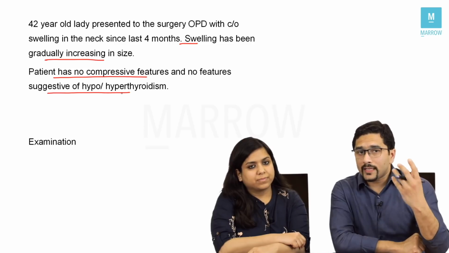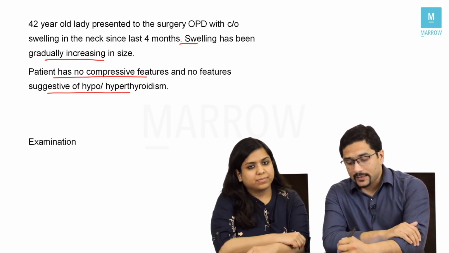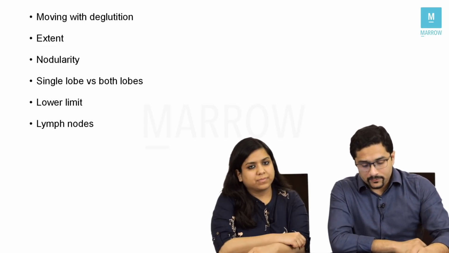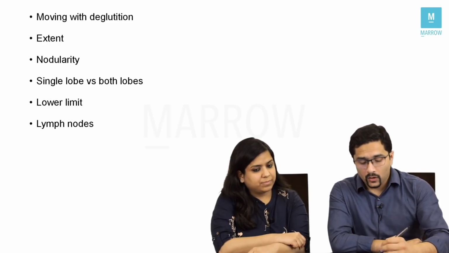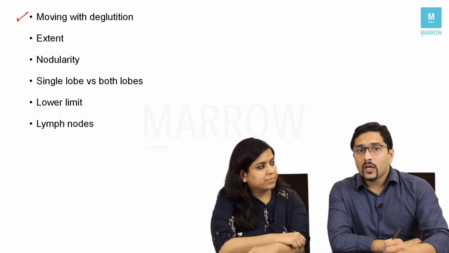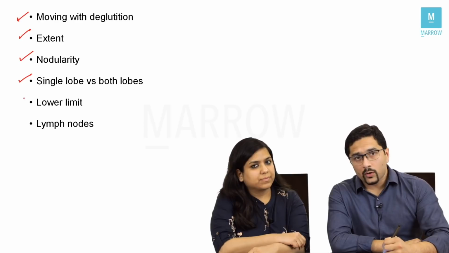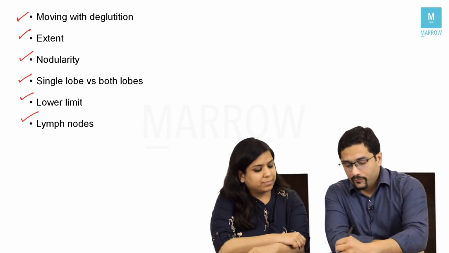After this, we move on to the examination of a thyroid swelling, which was asked in the AIIMS exam as well, where they had asked about the examination of a thyroid gland. The list of important points is quite long, but I'm just talking about the key ones. You have to look for movement during deglutition, the extent, nodularity, single lobe versus both lobe enlargement, the lower limit, and whether the lymph nodes are there or not.